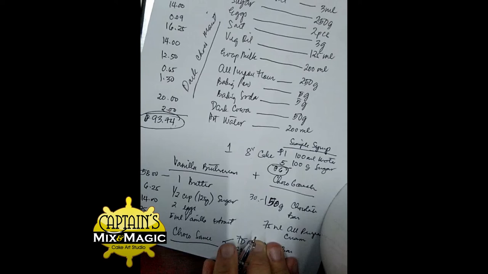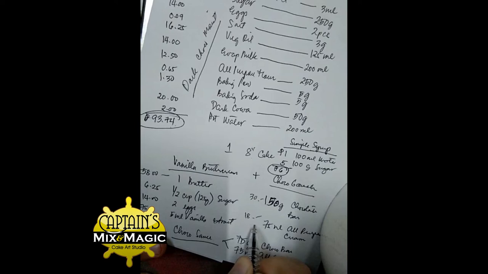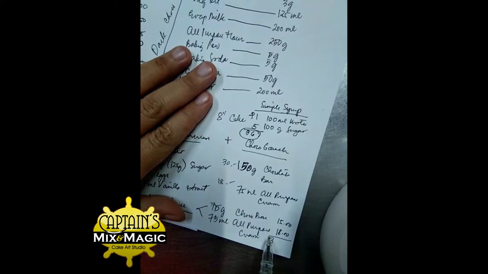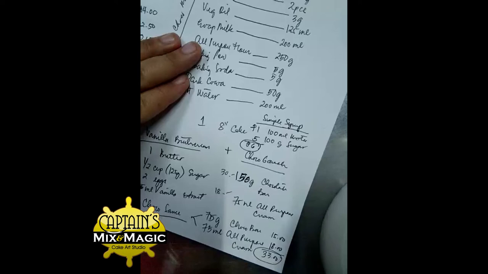And then, for the chocolate sauce, yeah, I'll total it later. 75 grams of chocolate bar is 15 pesos. Tama? And then another 75 ml of all-purpose cream is 18 pesos. This is 33 pesos for the chocolate syrup or chocolate sauce. And 48 pesos for the chocolate ganache.